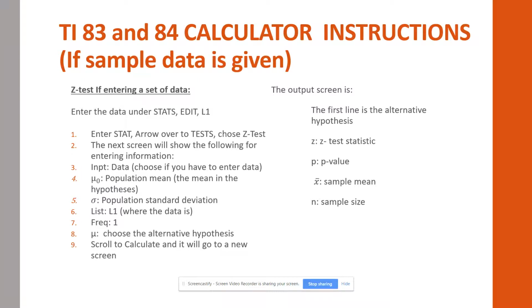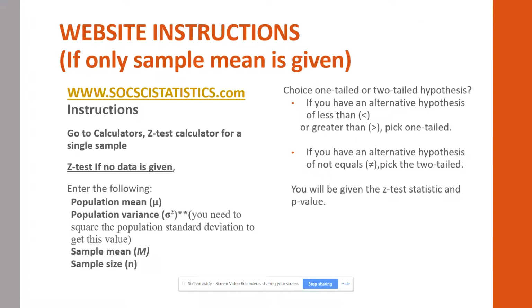Again, for the output, the first line is the alternative hypothesis. The Z is the z-test statistic. The P is the p-value. The x bar is the sample mean, and the n is the sample size.